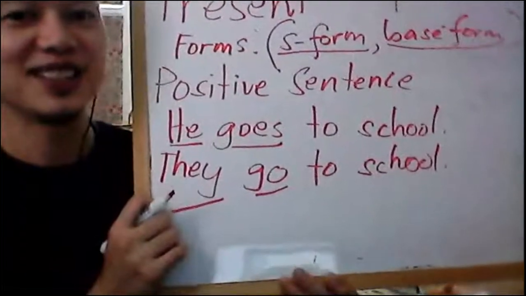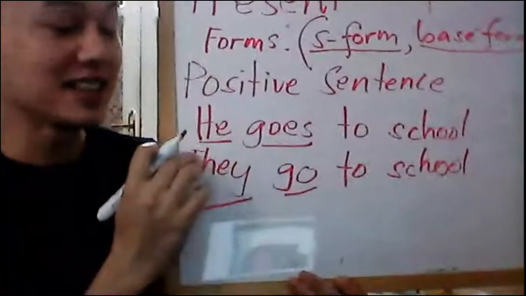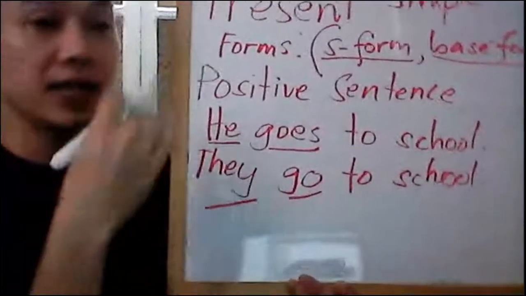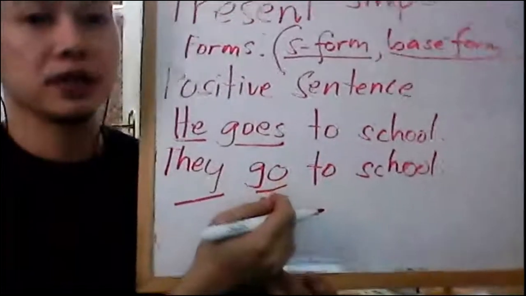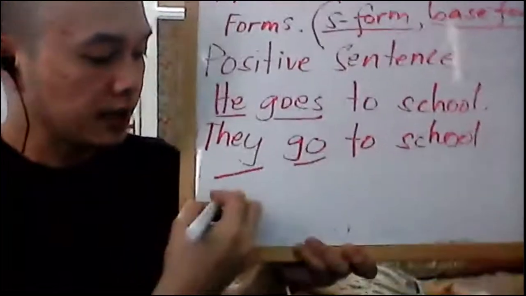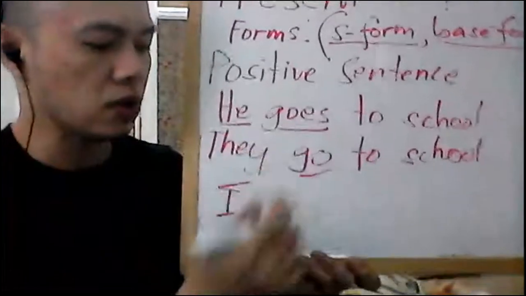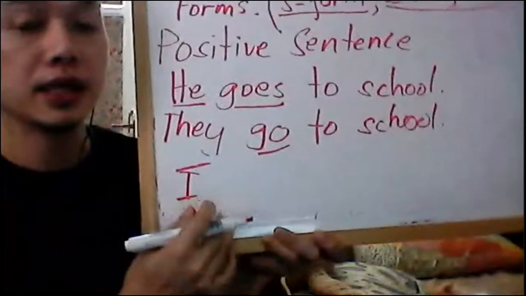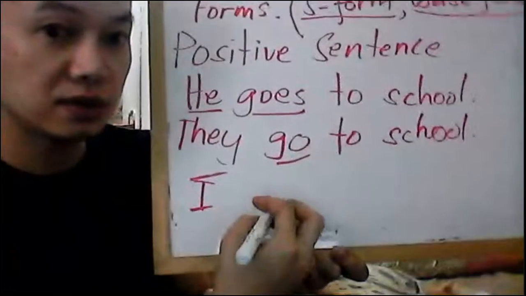All right, Kristel? Okay? Pretty easy, right? So don't forget, any singular subject uses the S form of the verb. Any plural subject uses the base form of the verb without the S. All right? Now, how about if your subject is I? Are you going to use go or goes? I, is it I go or I goes? Go. Did I hear go? Did you say go? Yes.